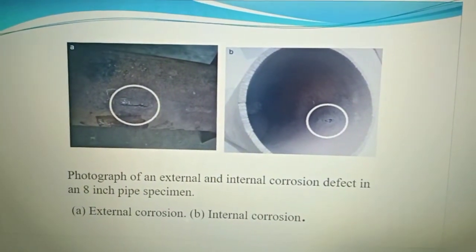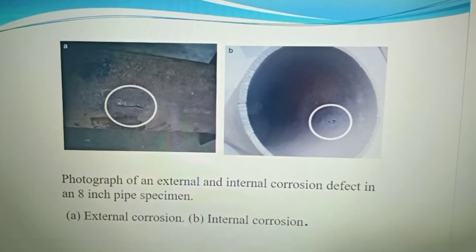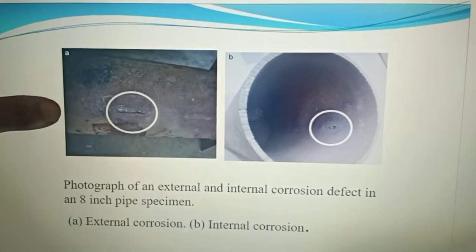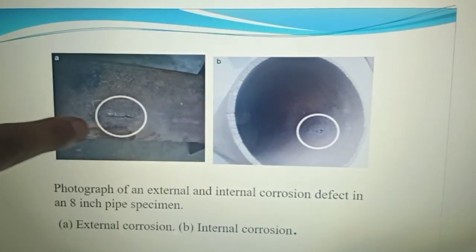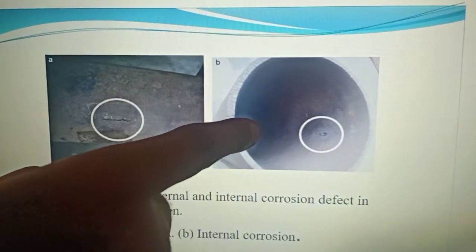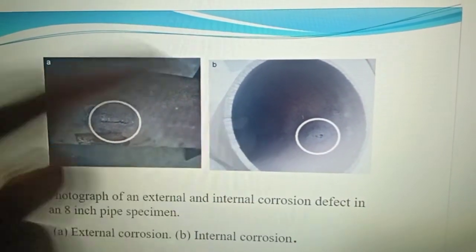To detect the corrosion present on the metal surface, various methods and non-destructive tests are used. Here is a photograph of the external and internal corrosion defect in an 8-inch pipe specimen. External corrosion can be detected, but internal corrosion is very difficult to detect.